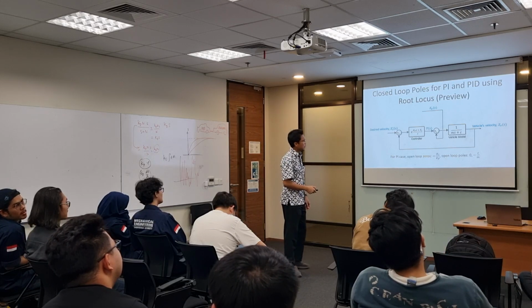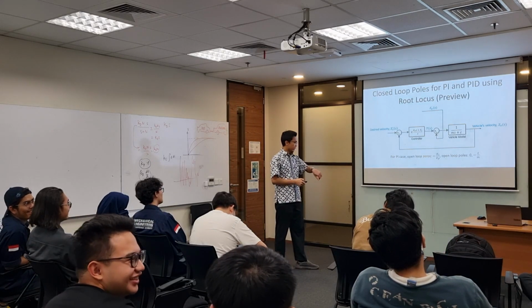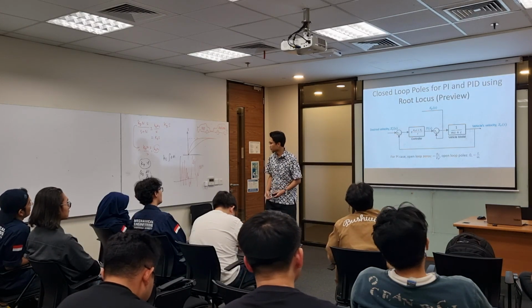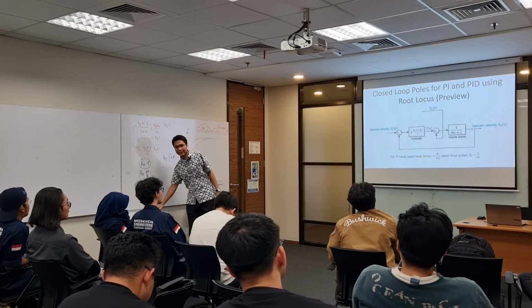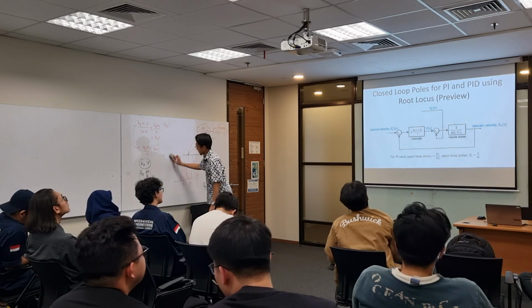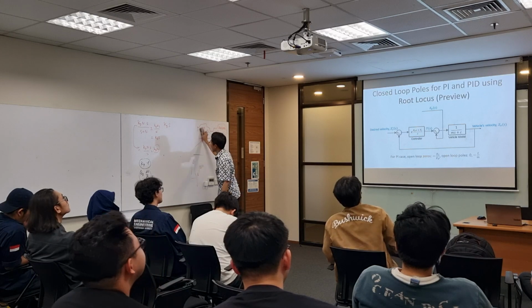So you can analyze the closed loop poles. What do you think the closed loop poles comparison is for PI and PID?